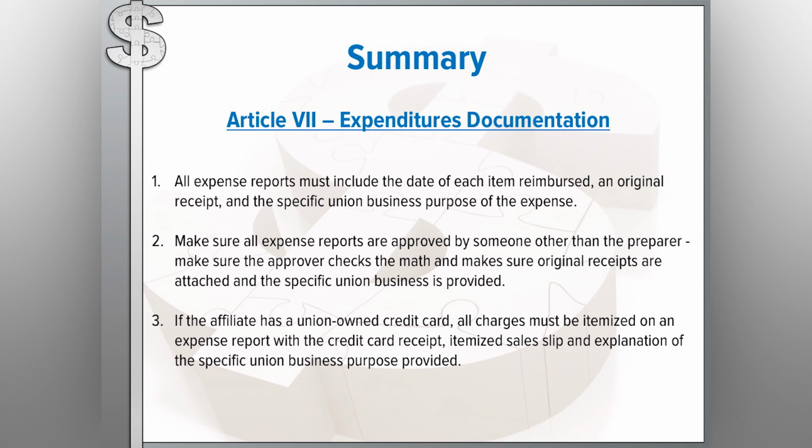In summary, here are a few key takeaways on expenditures documentation. Number 1, remember that all expense reports must include the date of each item reimbursed, an original receipt, and the specific union business purpose of the expense. Number 2, make sure all expense reports are approved by someone other than the preparer. Make sure the approver checks the math, and make sure original receipts are attached and the specific union business is provided. Number 3, if an affiliate has a union-owned credit card, all charges must be itemized on an expense report with a credit card receipt, itemized sales slip, and an explanation of the specific union business provided.